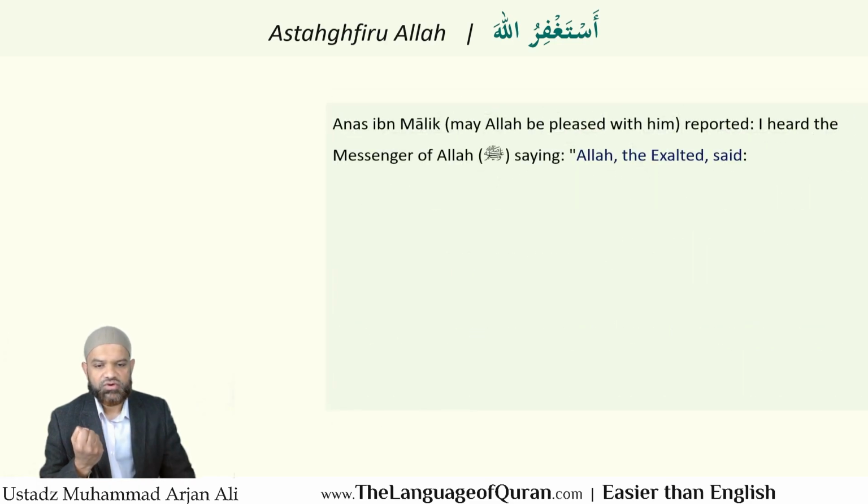Not only verses of Qur'an, but there are many hadith, many sayings of the Prophet, which again remind us of the mercy of Allah. In a Qudsi hadith, and Qudsi hadith are those where the Prophet relates the words of Allah, meaning this is what Allah has said, and he relates the words. So this is called Qudsi hadith. This is reported by Anas ibn Malik, may Allah be pleased with him. He reported, I heard the Messenger of Allah, peace and blessings of Allah be upon him, saying, Allah the Exalted said the following.